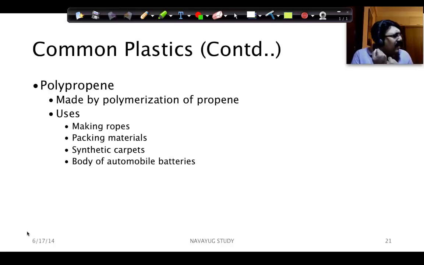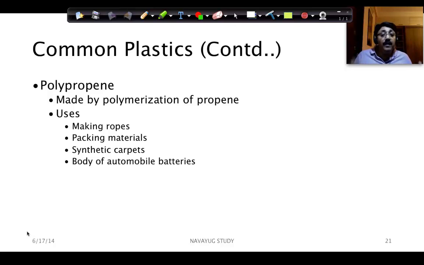Have you seen plastic ropes? They are used in many places, for trekking and mountain climbing and all sorts of places. Those plastic ropes are made out of polypropene, right? Then packing materials for packing electronic goods and all that. The material with which the packing is made is again polypropene, right? Synthetic carpets. In many hotels, you can see synthetic carpets. The advantage of synthetic carpets is that they are very easy to maintain when compared to woolen carpets, right? Of course, it may not give the look of a woolen carpet, but it serves a purpose. It does give warmth on the floor and all that. It's easy to maintain. So synthetic carpets are again made using polypropene, right?